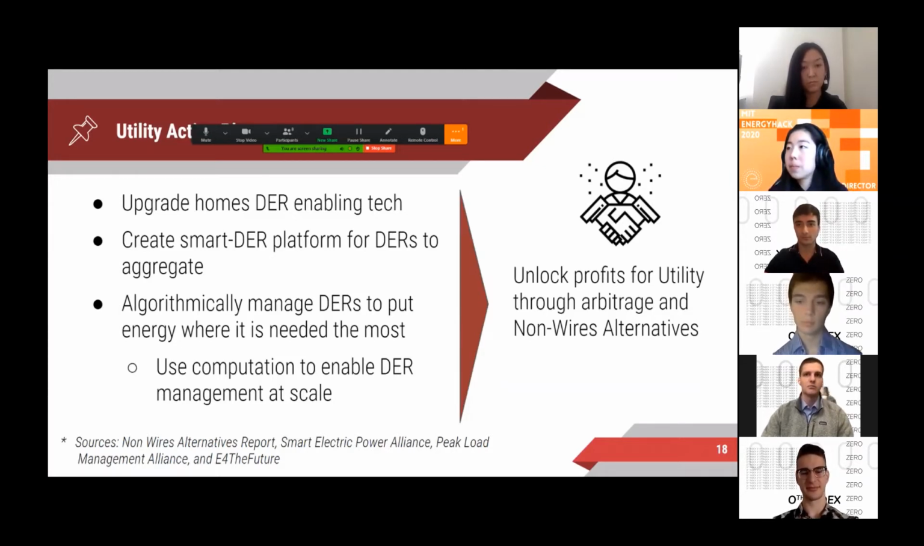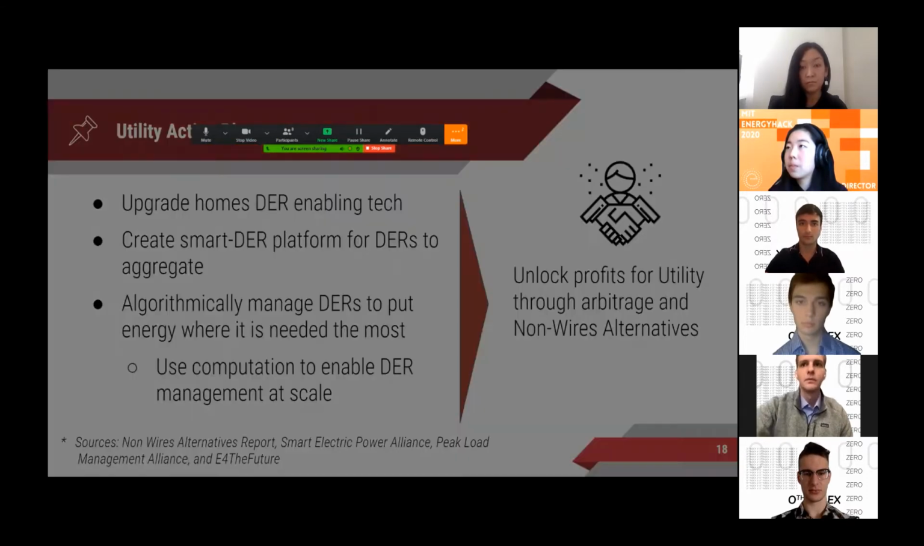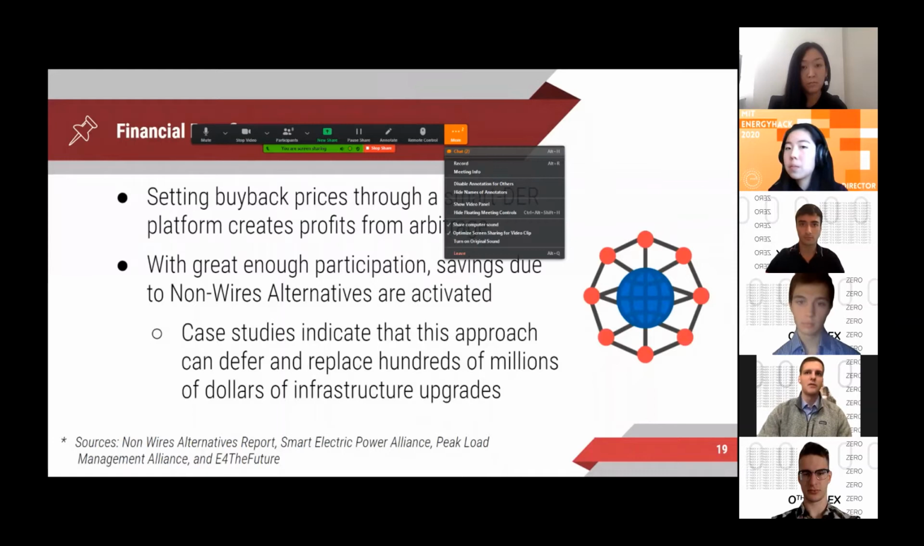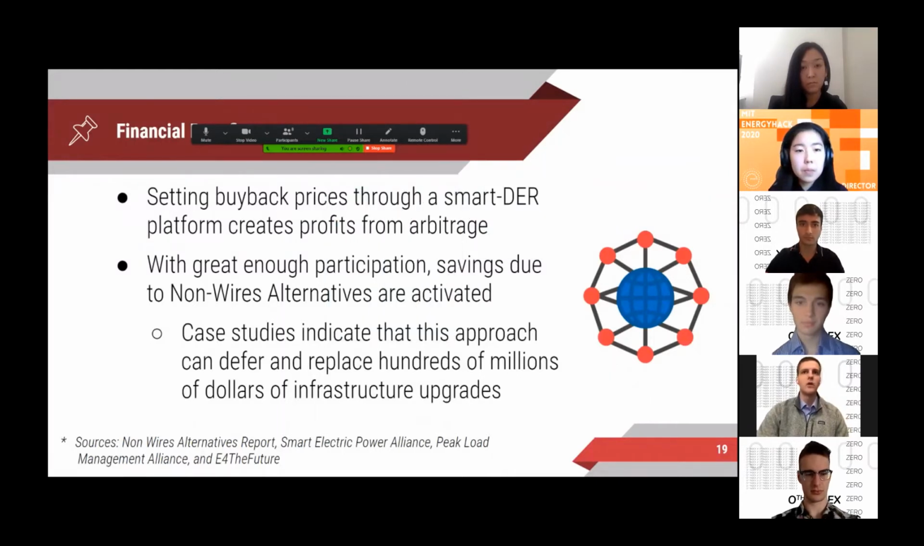This unlocks profits for both the utility and the consumer through the energy arbitrage and non-wires alternative savings, as we've discussed previously. With that in mind, this action plan can provide huge benefit for consumer and utility through non-wires alternatives that can defer and, as a case study by the Peak Load Management Alliance indicates, replace the need for hundreds of millions of dollars in annual infrastructure upgrades.